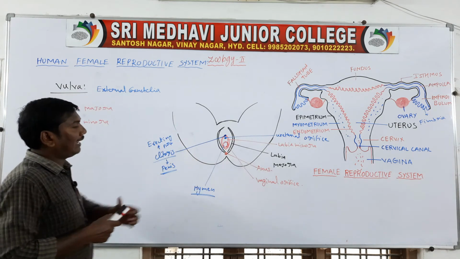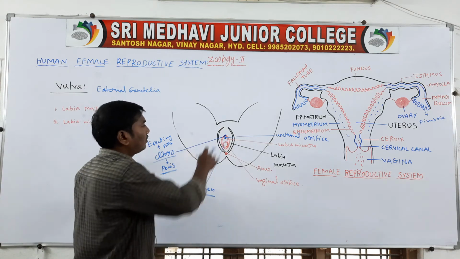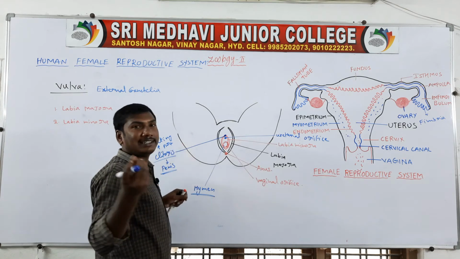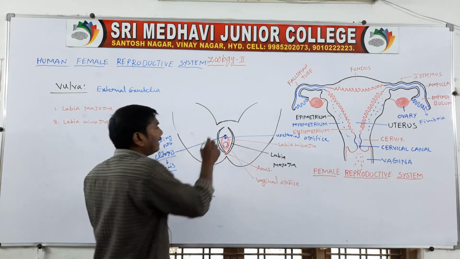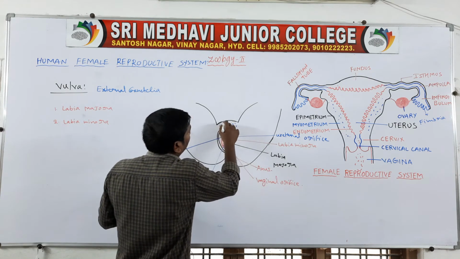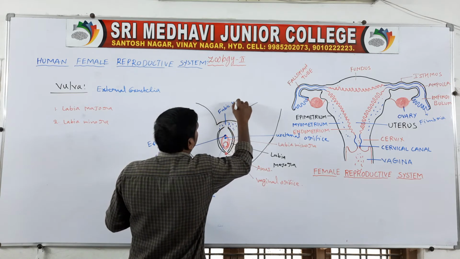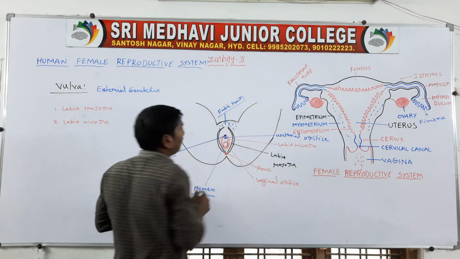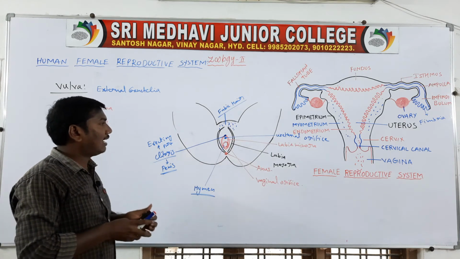Next one, above the labia majora is the pudendum. The pudendum contains fatty tissue covered by skin. The skin contains hair, and this hair is called pubic hair. These are the external genitalia, or vulva.